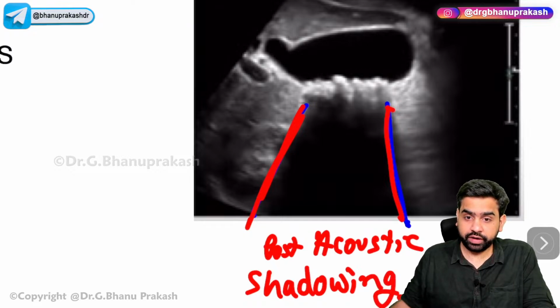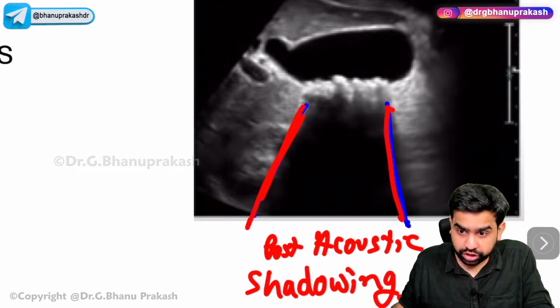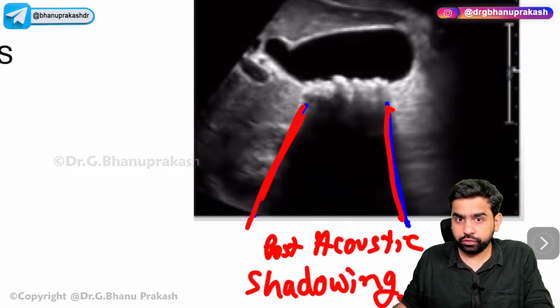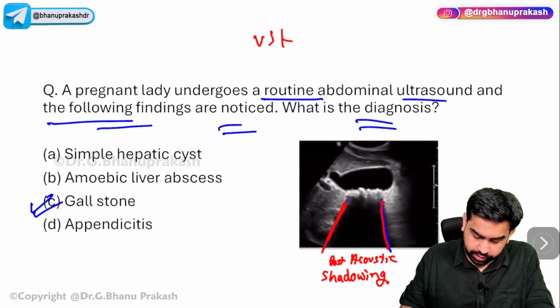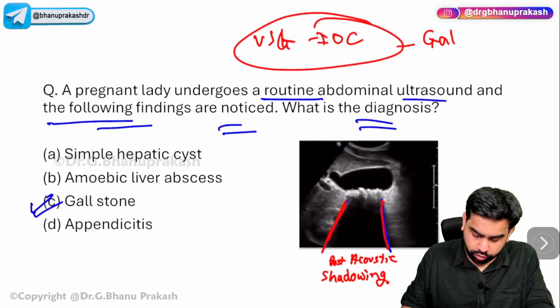Okay, so what you are finding over here is a characteristic posterior acoustic shadowing. This is a feature of gallstones. So ultrasound is the investigation of choice for your gallstones, and this is what you're seeing over here.